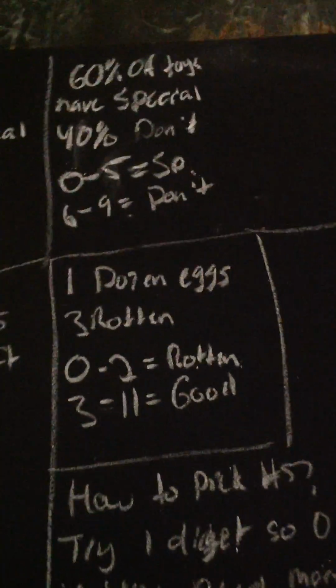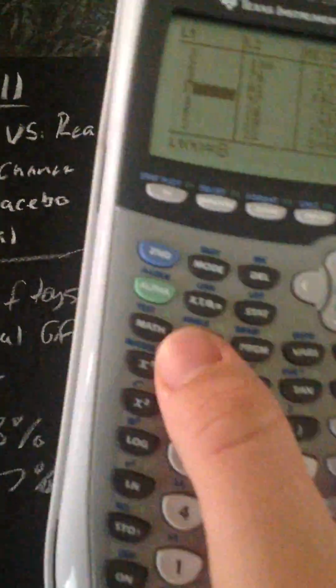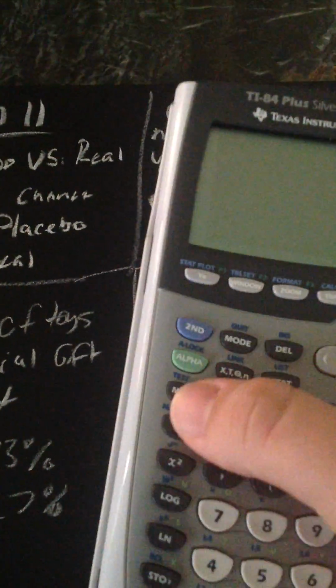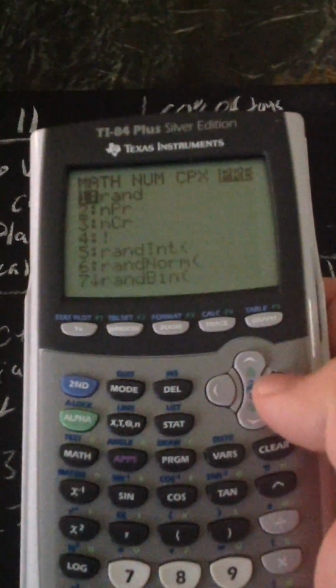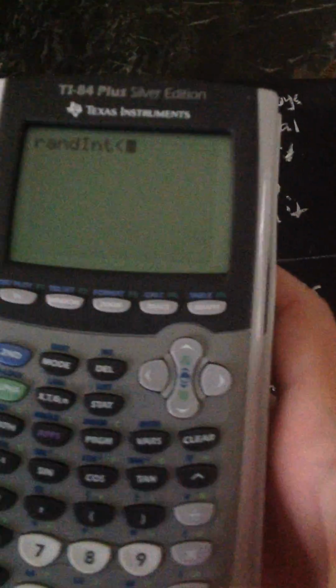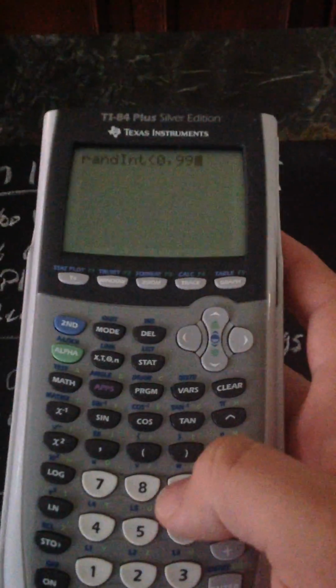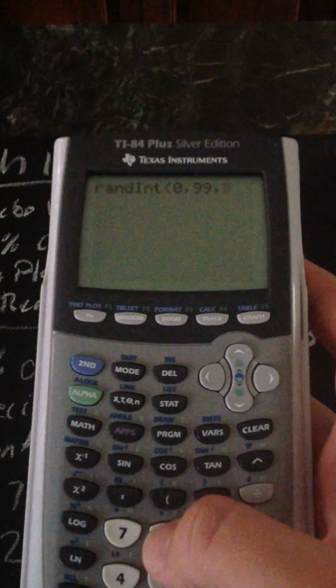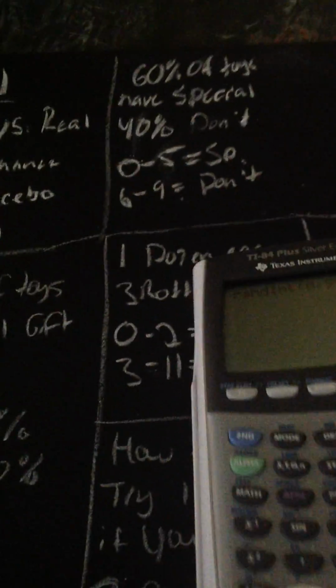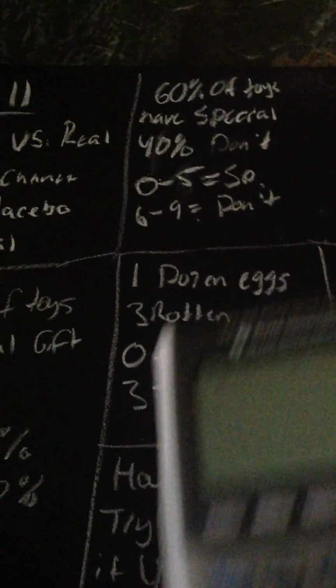Again, the calculator is the more important part. I'll review that one more time for you guys. Do math, probability, random integer. Lowest number, comma, which is right here. Highest number, we're going to do 99 this time. And then how many numbers you want. So this one, I want 12 numbers because there's 12 eggs in a dozen.